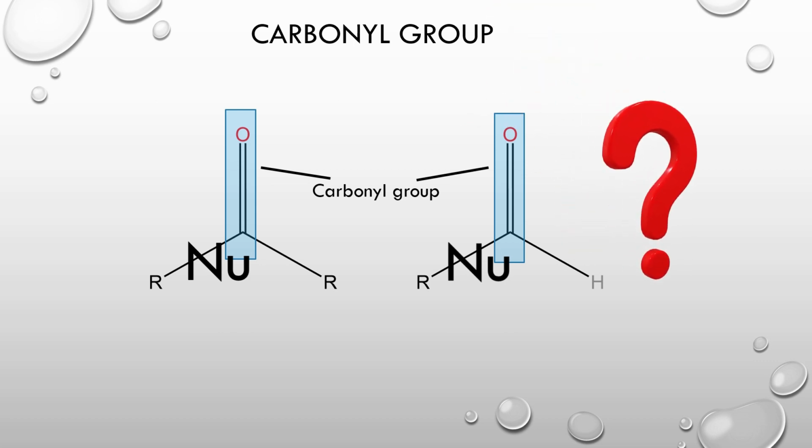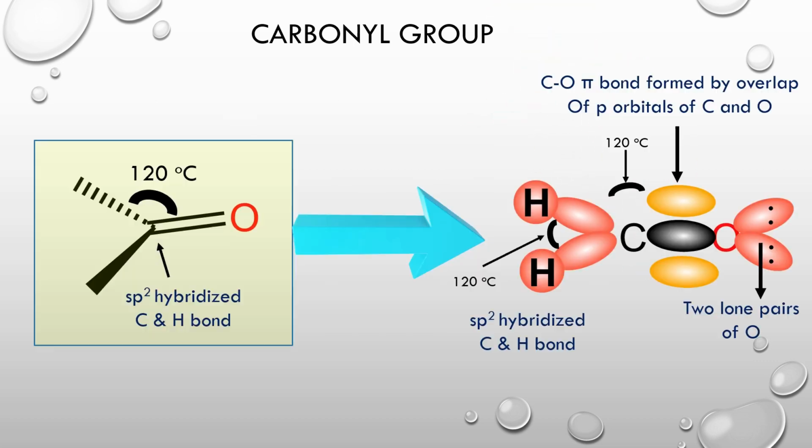In the carbonyl group, the carbon atom is attached to the oxygen atom via a double bond, like that found in alkenes. In this double bond, one bond is a sigma bond and the other is a pi bond. The sigma bond is formed by the head-on overlapping between the sp2 orbitals of carbon and oxygen, while the pi bond is formed due to the lateral overlapping between the p orbitals of carbon and oxygen.